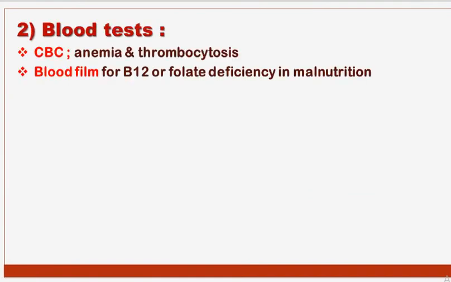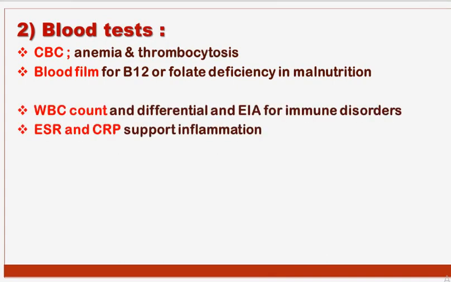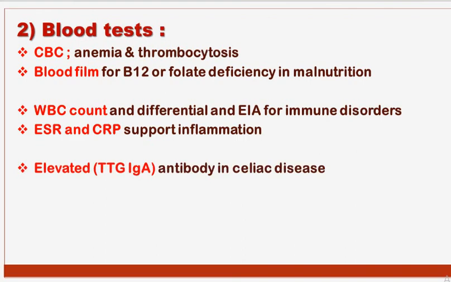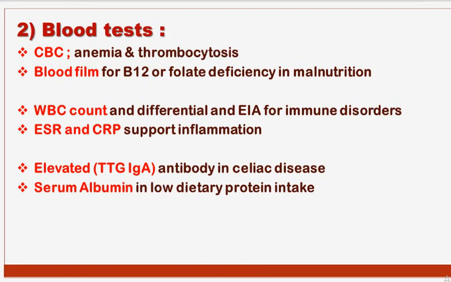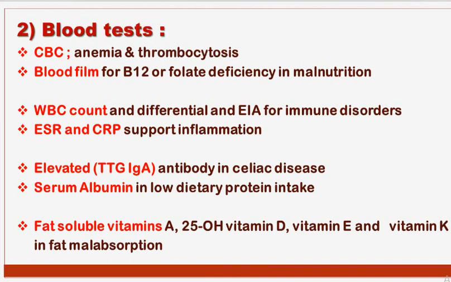Blood test is important to do because we are talking about chronic problems. So it may cause anemia, it may cause thrombocytosis, it may cause a vitamin deficiency. White blood cell count and differential count are very important, and a high ESR or positive C-reactive protein supports the inflammatory markers, of course. If we find the elevated tissue transglutaminase antibody, this is important in celiac disease. We will talk about it in the next lecture.